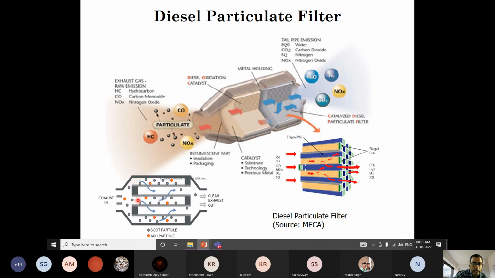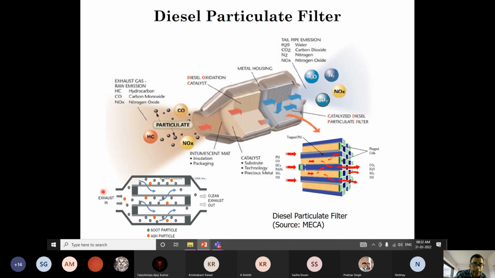And once it comes into this channel, the entering point is blocked, so the gaseous product will go out through the exit. That is what is happening, and therefore I told you the filter term is very important here. It is in fact filtering out the solid particles and it will not allow the particulate to pass out into the atmosphere.